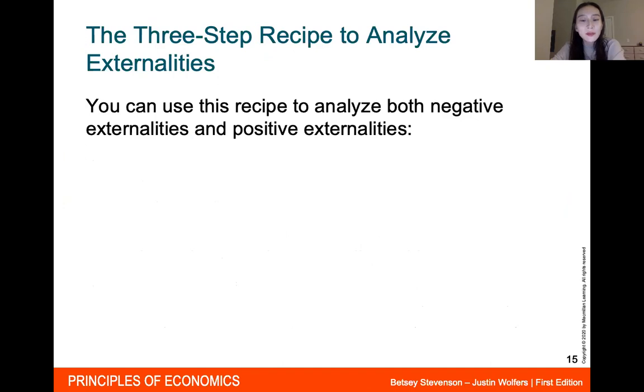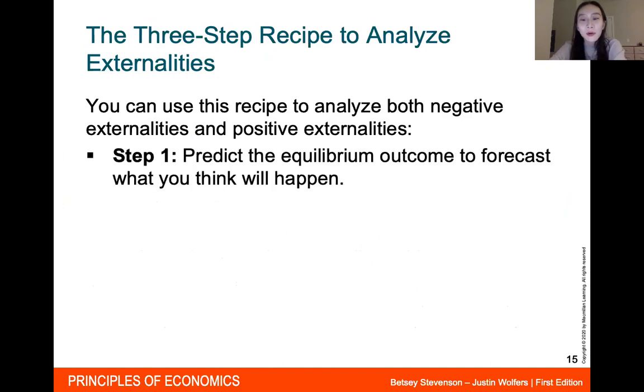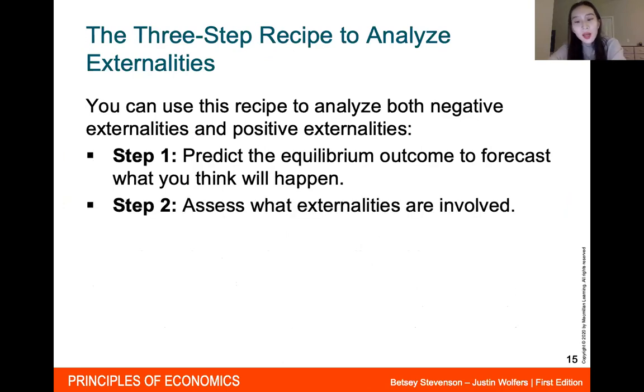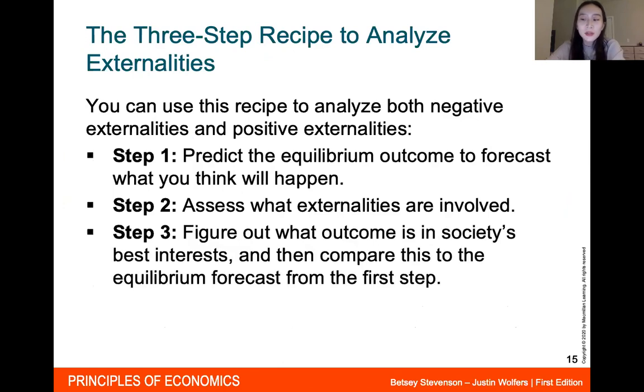Then we have to assess whether it involves an externality. If the answer is yes, is the externality positive or negative? After we shift the supply curve or demand curve to imply the social cost or benefit, we can figure out what outcome is in society's best interest and compare the new equilibrium point with the old one.